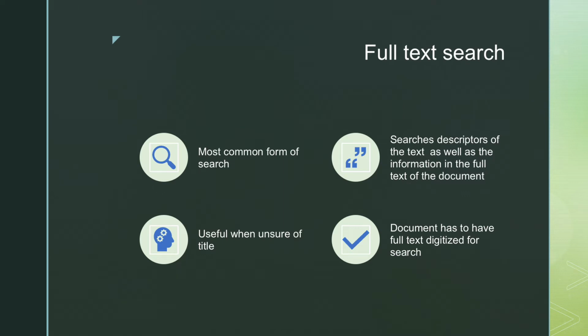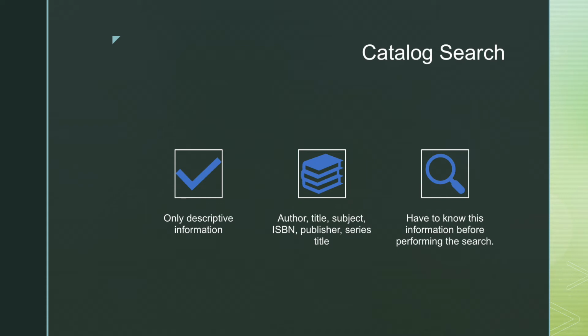The catalog search is different because it only searches descriptive information. The list of the descriptive information that you can search is author, title, subject, ISBN, publisher, and series title. You have to know this information before performing your search, so this type of search is better if you already know what you are looking for.